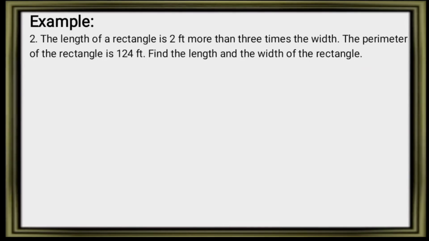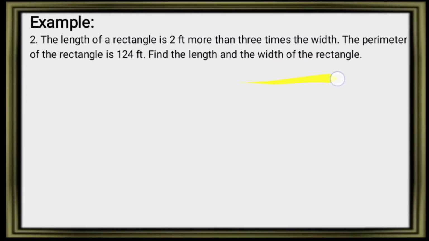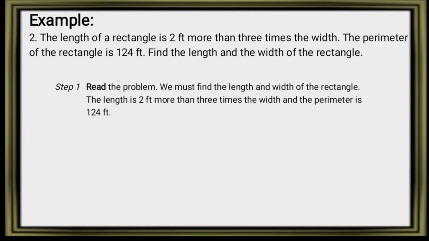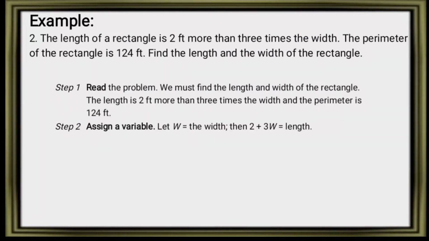Next example, the length of a rectangle is 2 feet more than 3 times the width. The perimeter of the rectangle is 124 feet. Find the length and the width of the rectangle. When we read carefully the problem, we have to find the length and width of the rectangle. Okay? Then it says that the length is 2 feet more than 3 times the width, and the perimeter is 124 as our given.